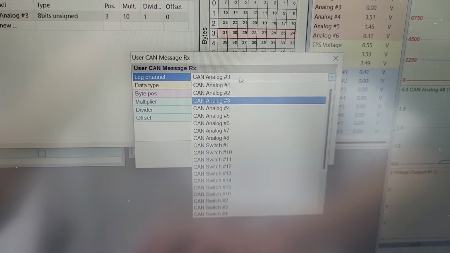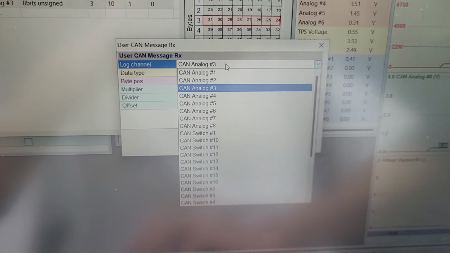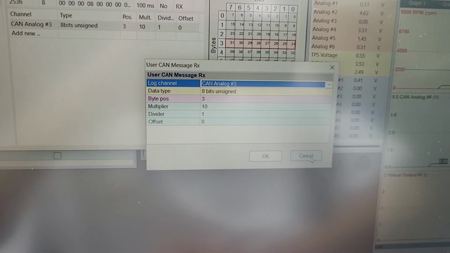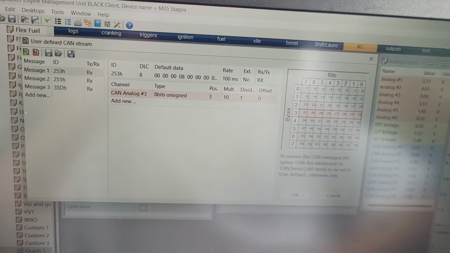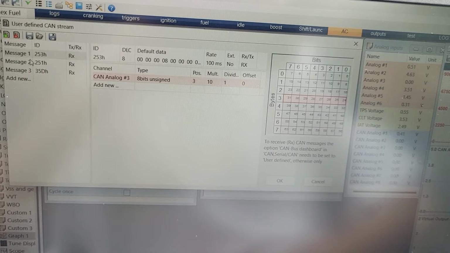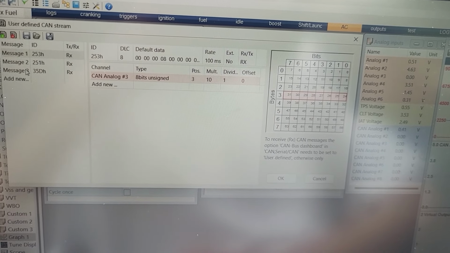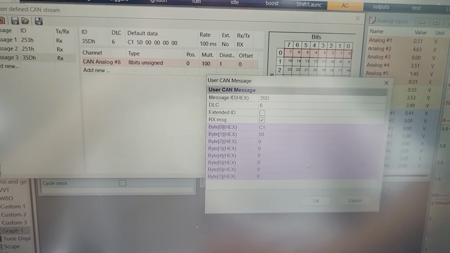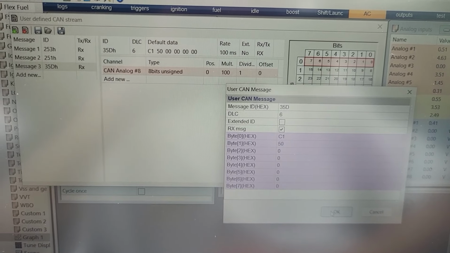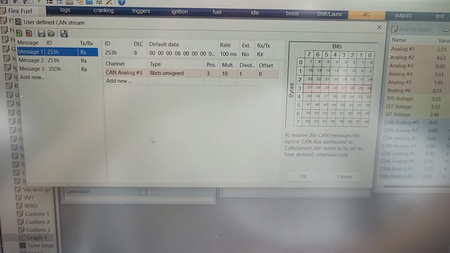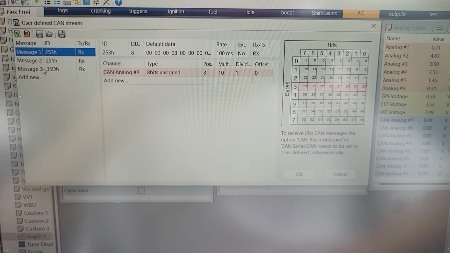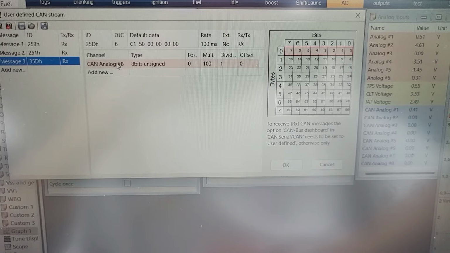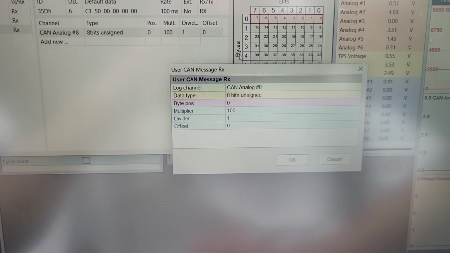Now, for me, it made most sense. What's really annoying, I kept doing this yesterday. If you close one, it resorts back to message 1 up here. So I need to keep going back to message 3. See, watch this. If I click OK, it goes back to message 1. But I want message 3, so click it once. CAN analog 8. There we go. So let's have a look at this.